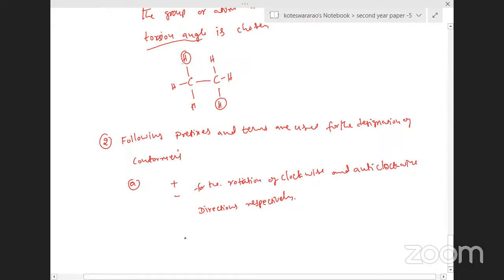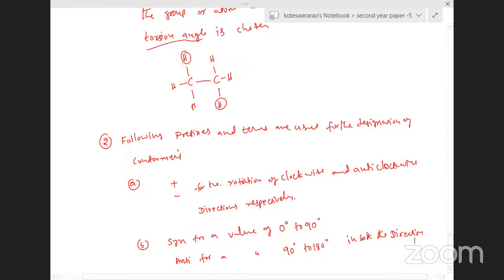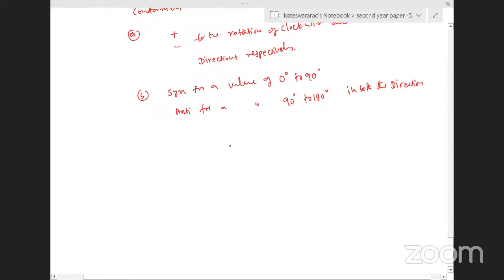Next, you can use the other terminology, that is syn for a value of 0 to 90 degrees rotation, and anti for a value of 90 to 180 degrees rotation in both the directions. In both the directions, you can use syn and anti. Suppose this is the 180 degrees rotation, right? Now this is the point of 0 degrees. Up to this is the 90 degrees. And again, I'm dividing it into, okay.